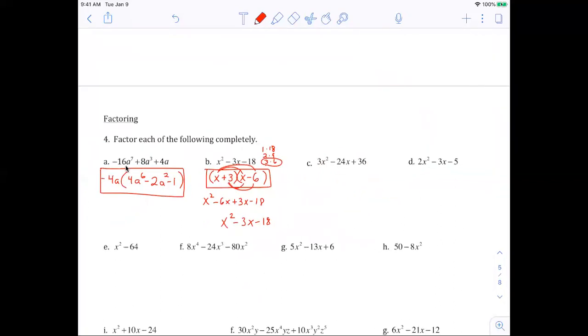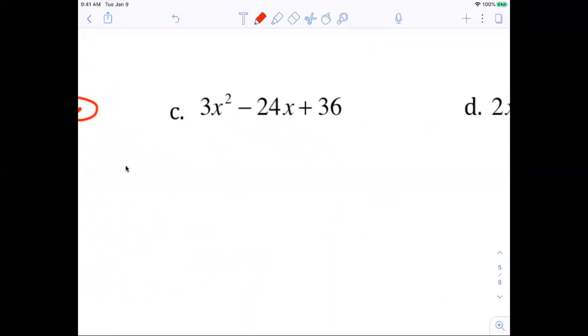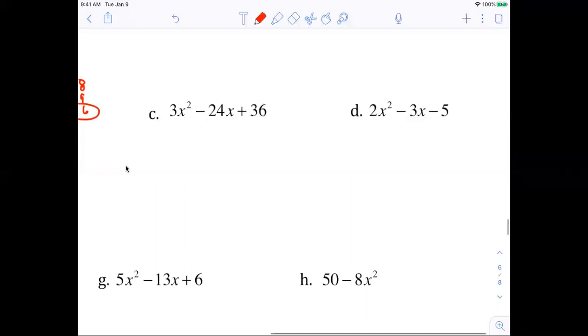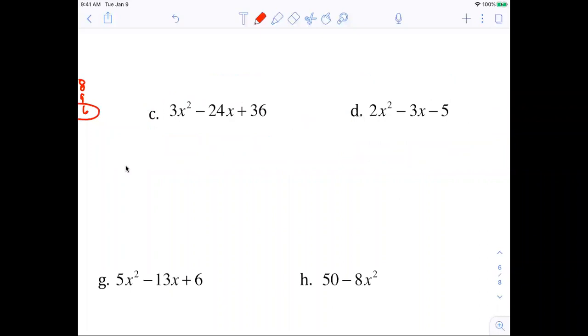Okay, next problem. Always look for a greatest common factor first, because I look at both C and D and I say, oh, the leading coefficient is not 1. And those trinomials are harder to factor. So I always want to try and factor it out if I can.